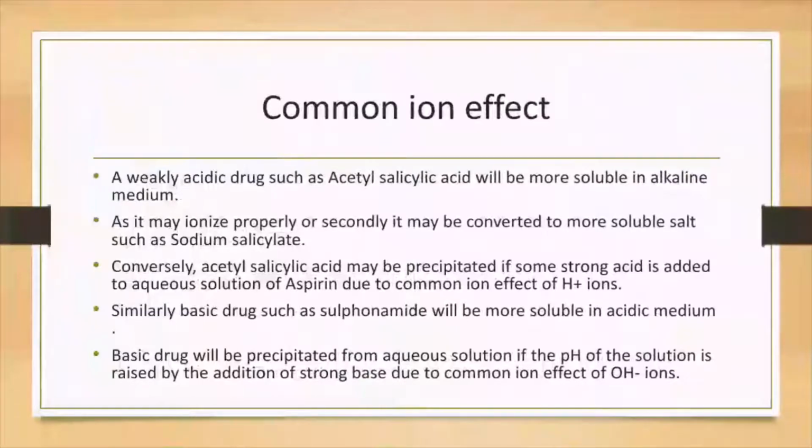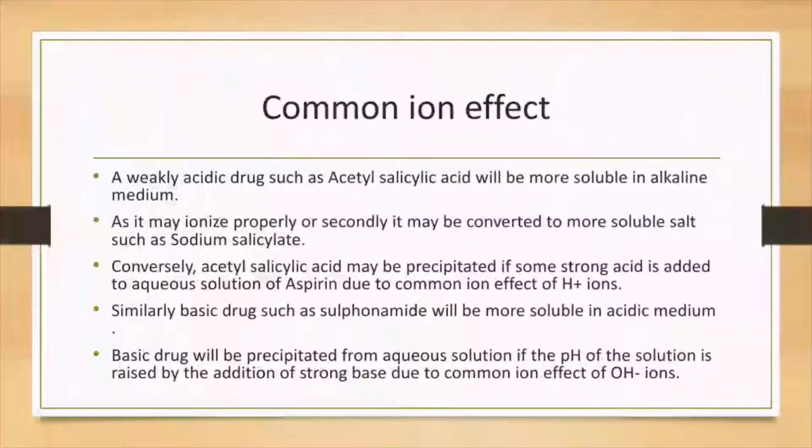Now the next factor is the common ion effect. So what is the common ion effect? When two or more substances dissociate and they have one common ion present in them, it generates a common ion effect. A weakly acidic drug like acetyl salicylic acid, or aspirin, will be more soluble in alkaline media. We have studied this point in the previous slide, that weak acidic drugs are more soluble in basic media, as they may ionize properly, or secondly, they may be converted to a more soluble salt such as sodium salicylate.